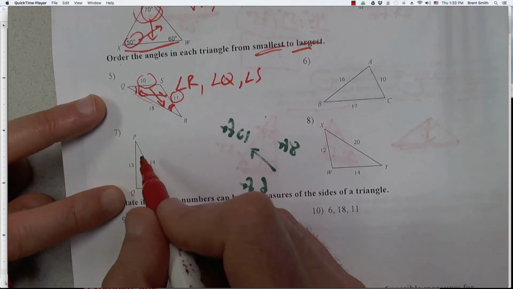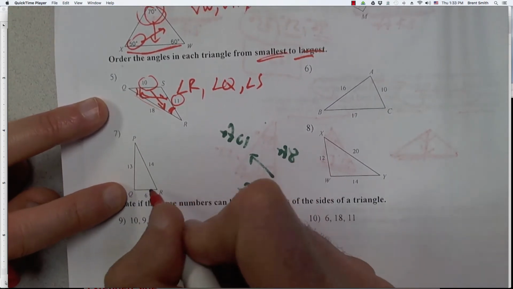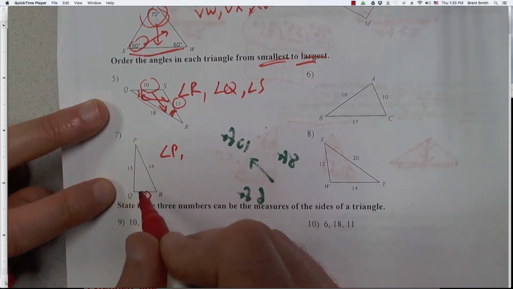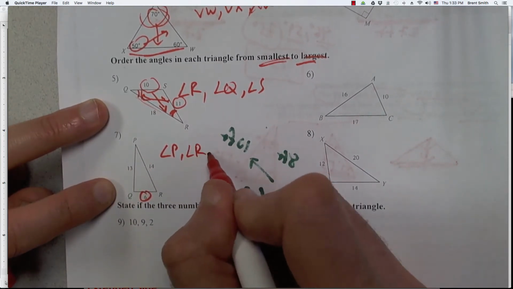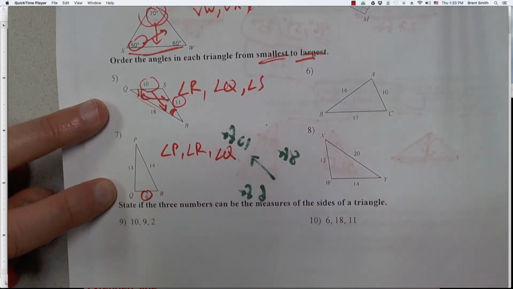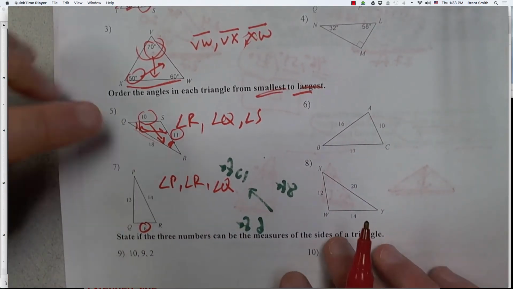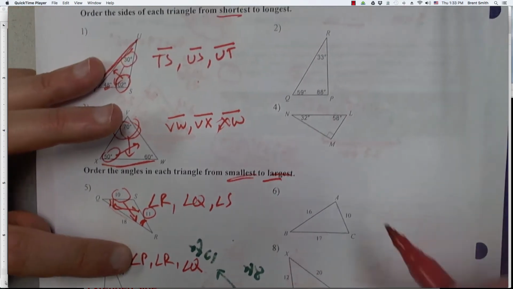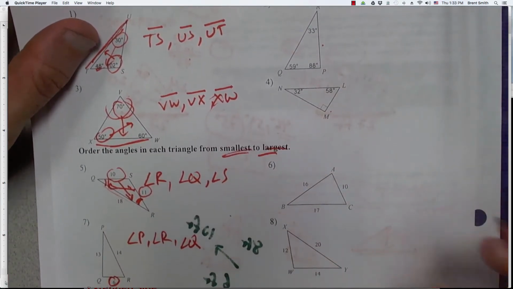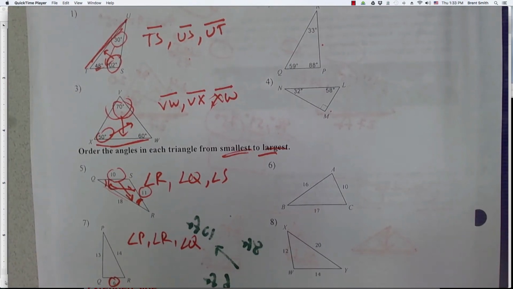Same thing here. So smallest would be opposite this one right here, so angle P. Medium would be opposite the 13, so angle R. And then the longest would be opposite the 14, angle Q. So I'll put up the answers. Why don't you try 2, 4, 6, and 8, and then the second video will have all of those answers.